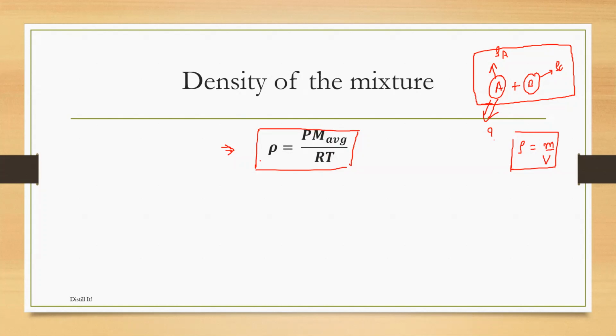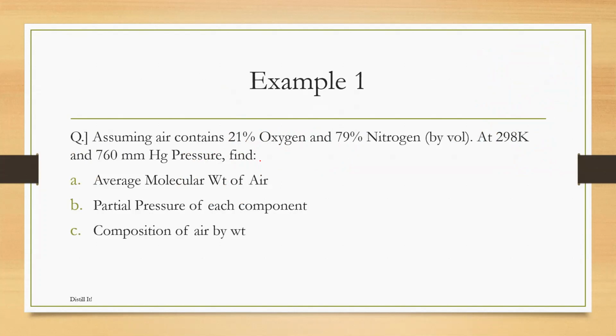Since we are done with all these concepts, let's move on to a problem. Air. We are going to assume that air contains 21% oxygen and 79% nitrogen by volume. This is very common. Whenever we have a mixture, you will always be given the components in percentages, suppose 21%, 79%, and then in brackets by volume, by mole, or by weight. If it is given by weight, this means that 1 kg of mixture has 0.21 kg of oxygen and 0.79 kg of nitrogen. If it is given by volume, that means 1 liter of mixture has 0.21 liter of oxygen and 0.79 liter of nitrogen.